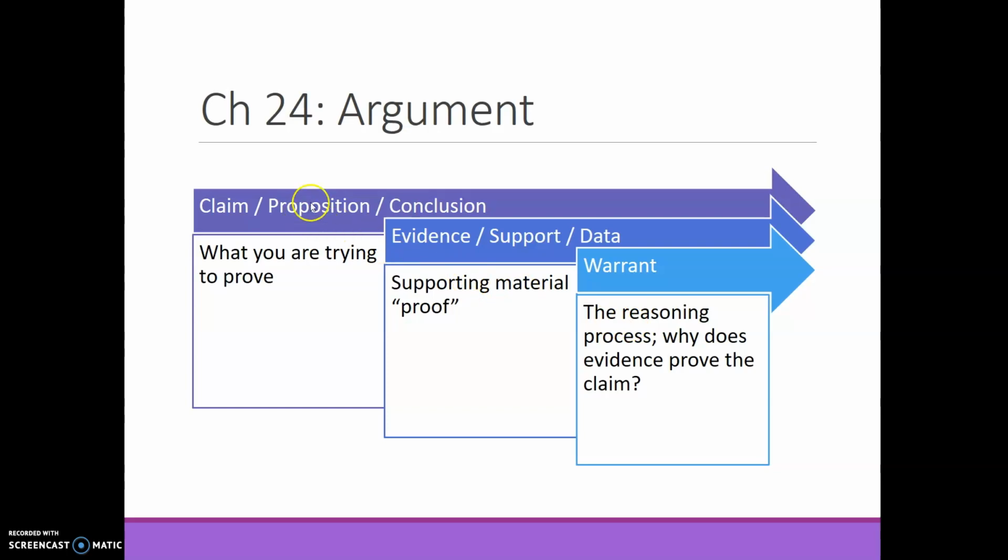A claim is your proposition, it's your conclusion. What are you trying to prove? The evidence is the supporting material, which would be your proof. And the warrant is the reasoning process. So why does the evidence prove the claim?